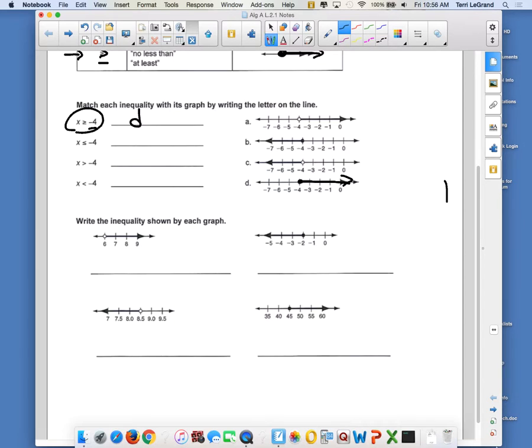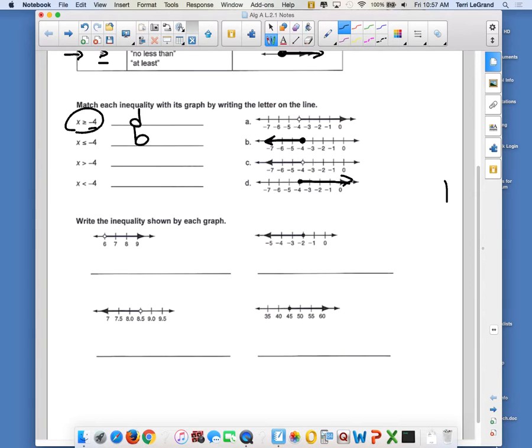Okay, how about the next one? What does that one read? B. What does it read, first of all? X is what? X is less than or equal to -4. So do you agree with Preston, you guys, that it's B? Because it's shaded in at -4, that's the equal to part. It's shaded to the left, that's the is less than part. So it looks like it should match up with B.